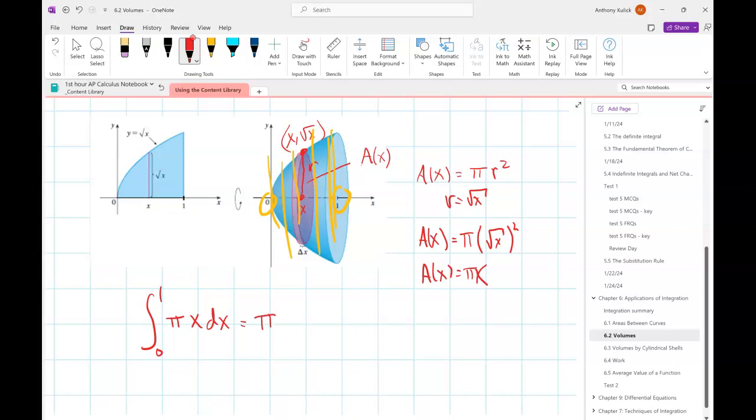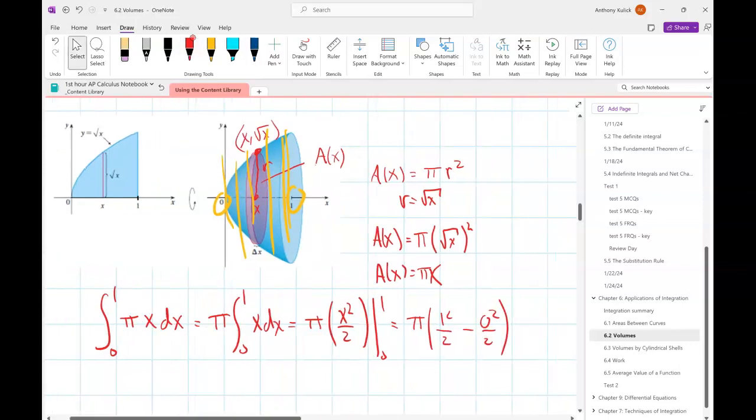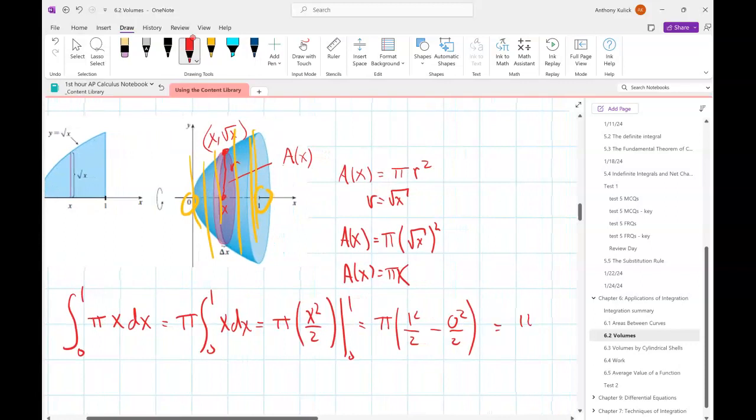So I can pull that pi out front as a constant, and the antiderivative of x is just x squared over 2. So if I plug in, then I'm going to have pi times 1 squared over 2 minus 0 squared over 2, which just becomes pi over 2.